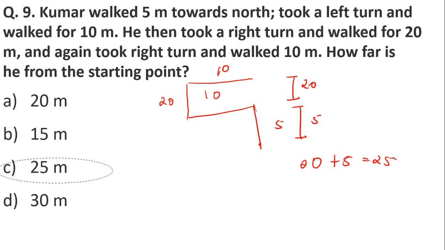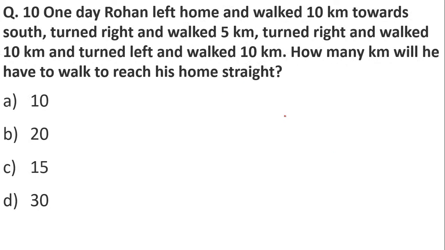Yeah, Gayatri. So, did you understand now why C is the right answer? See, first Kumar was here. He walked 5 meters. Then he took a left turn and walked 10 meters, and then took a right turn and walked 20 meters. And then he took a right turn again and walked 10 meters. So, this much, students, is 20. If this is 20, this will also be 20, and 20 plus 5 is 25. Hence, C is the right answer.